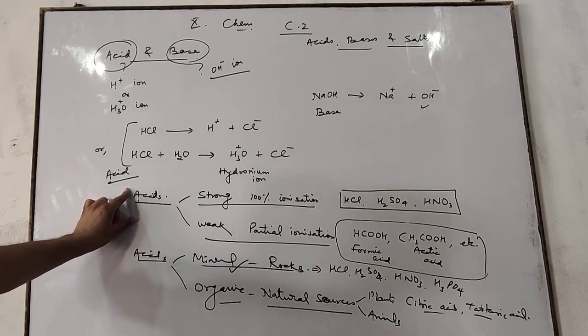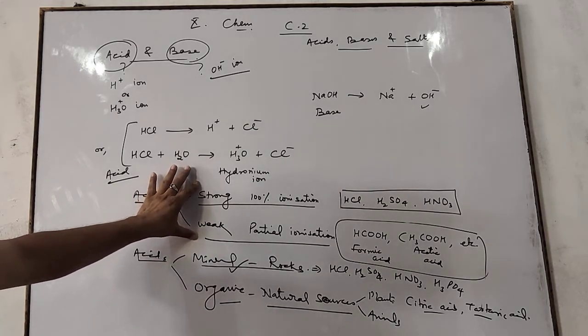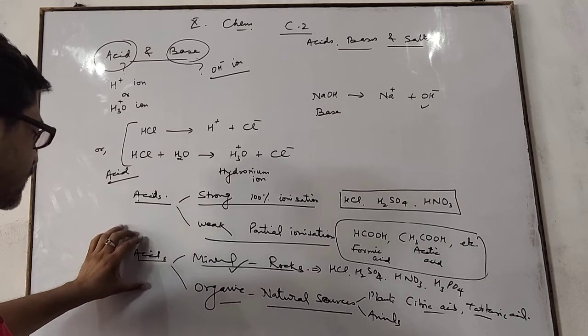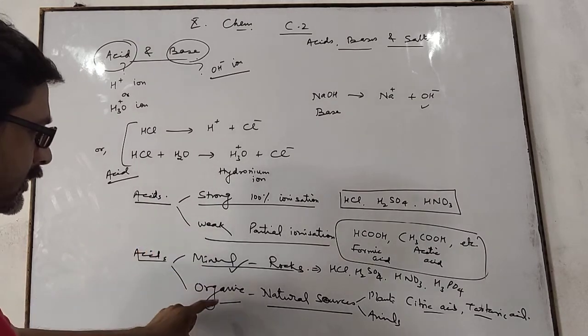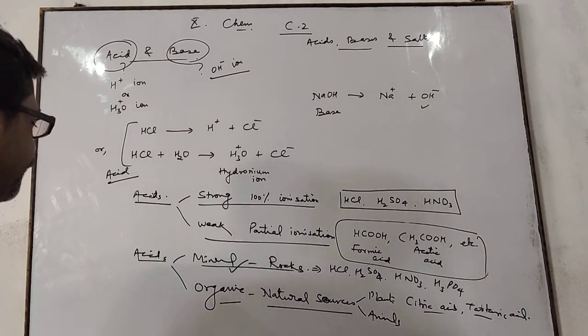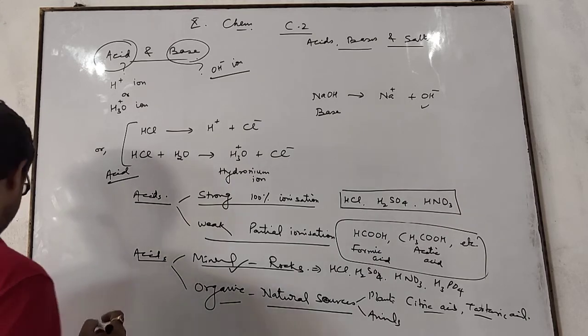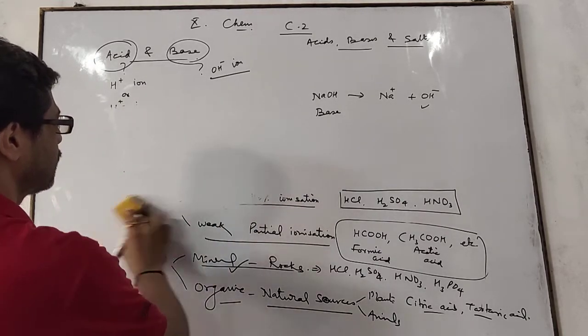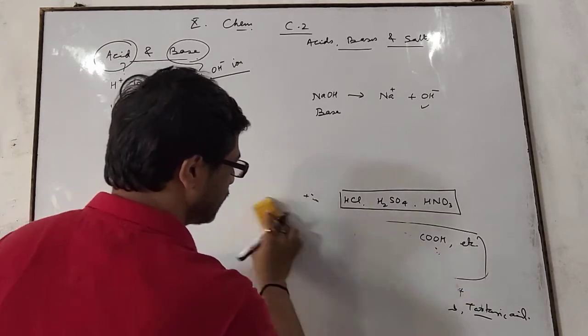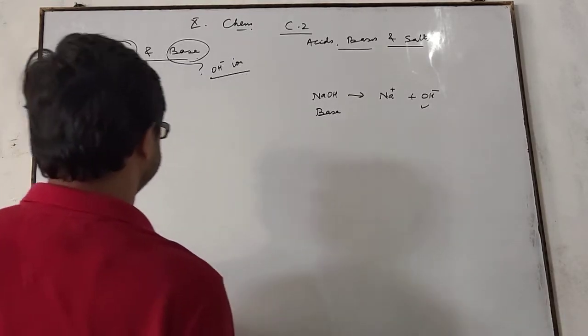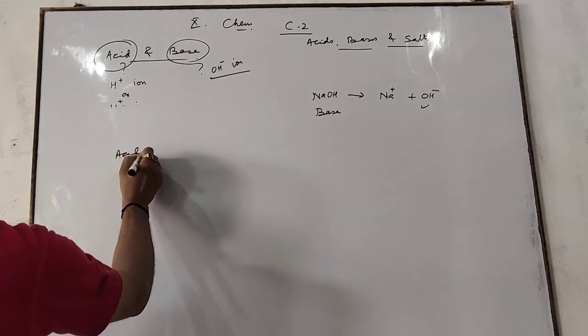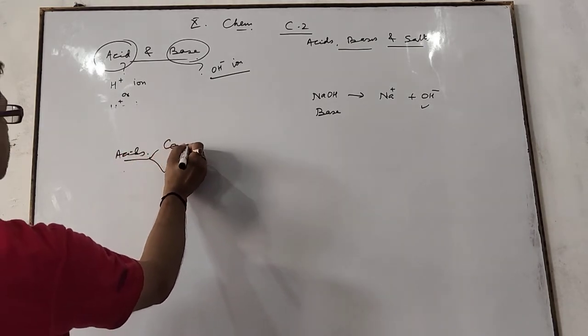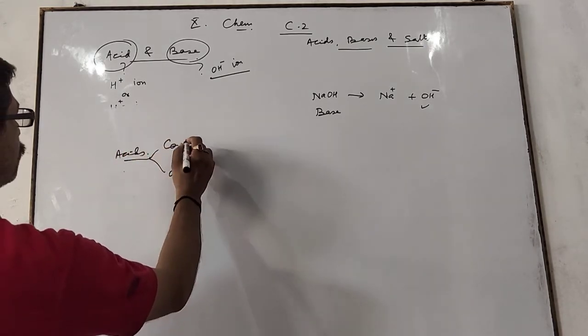So acids can be classified into groups: strong acids and weak acids, or into mineral acids and organic acids. Now acids can also be classified in one another way, like concentrated and dilute acids.